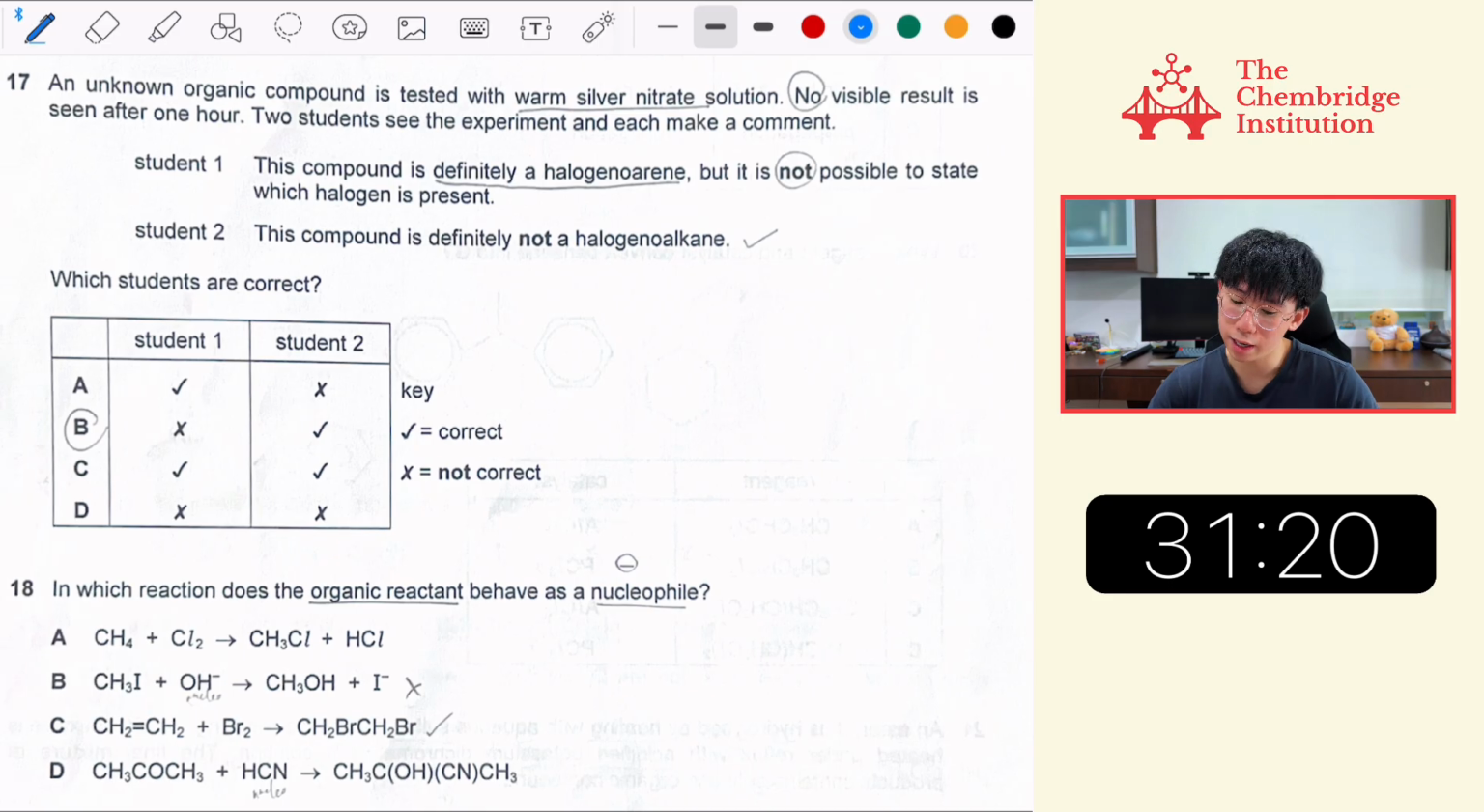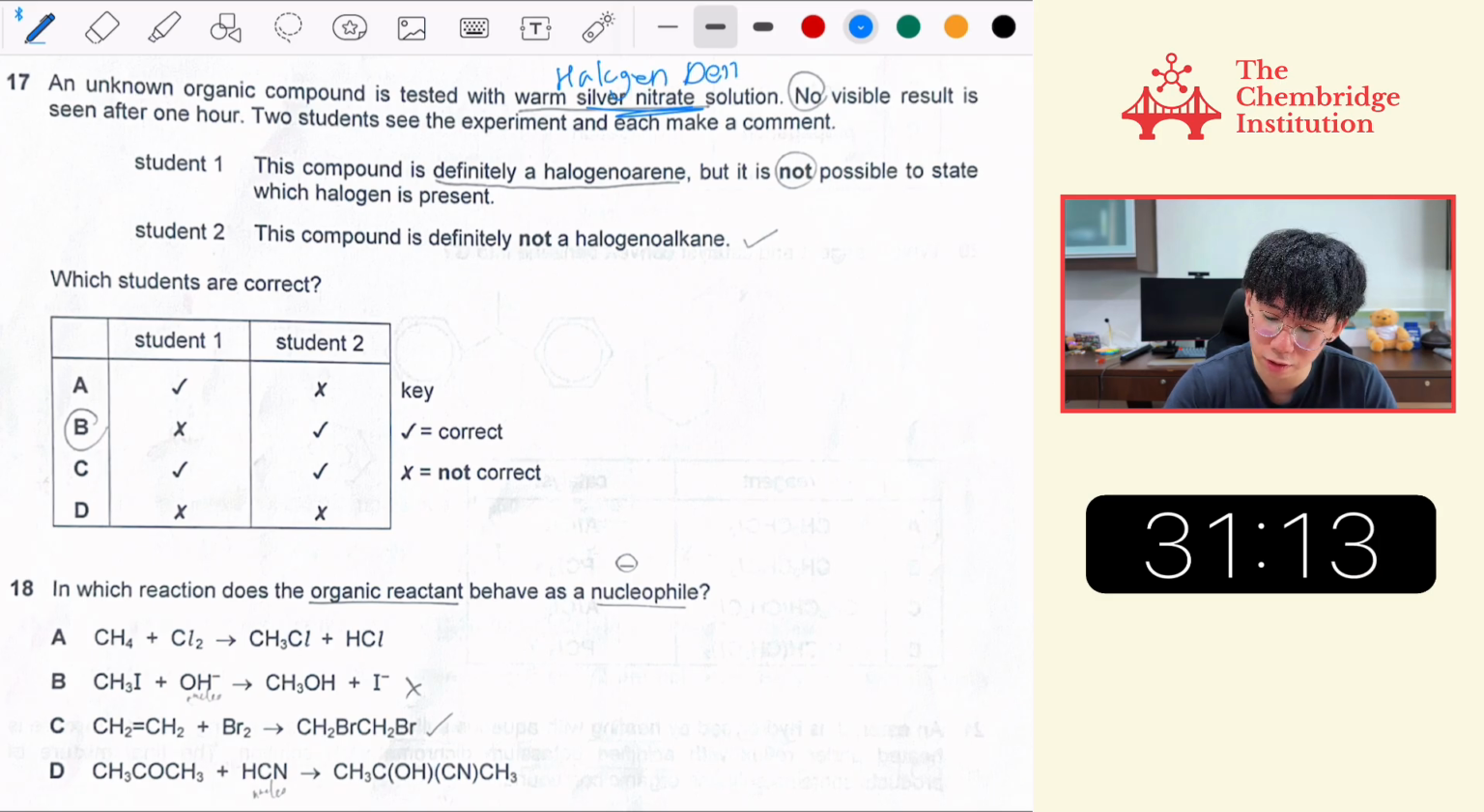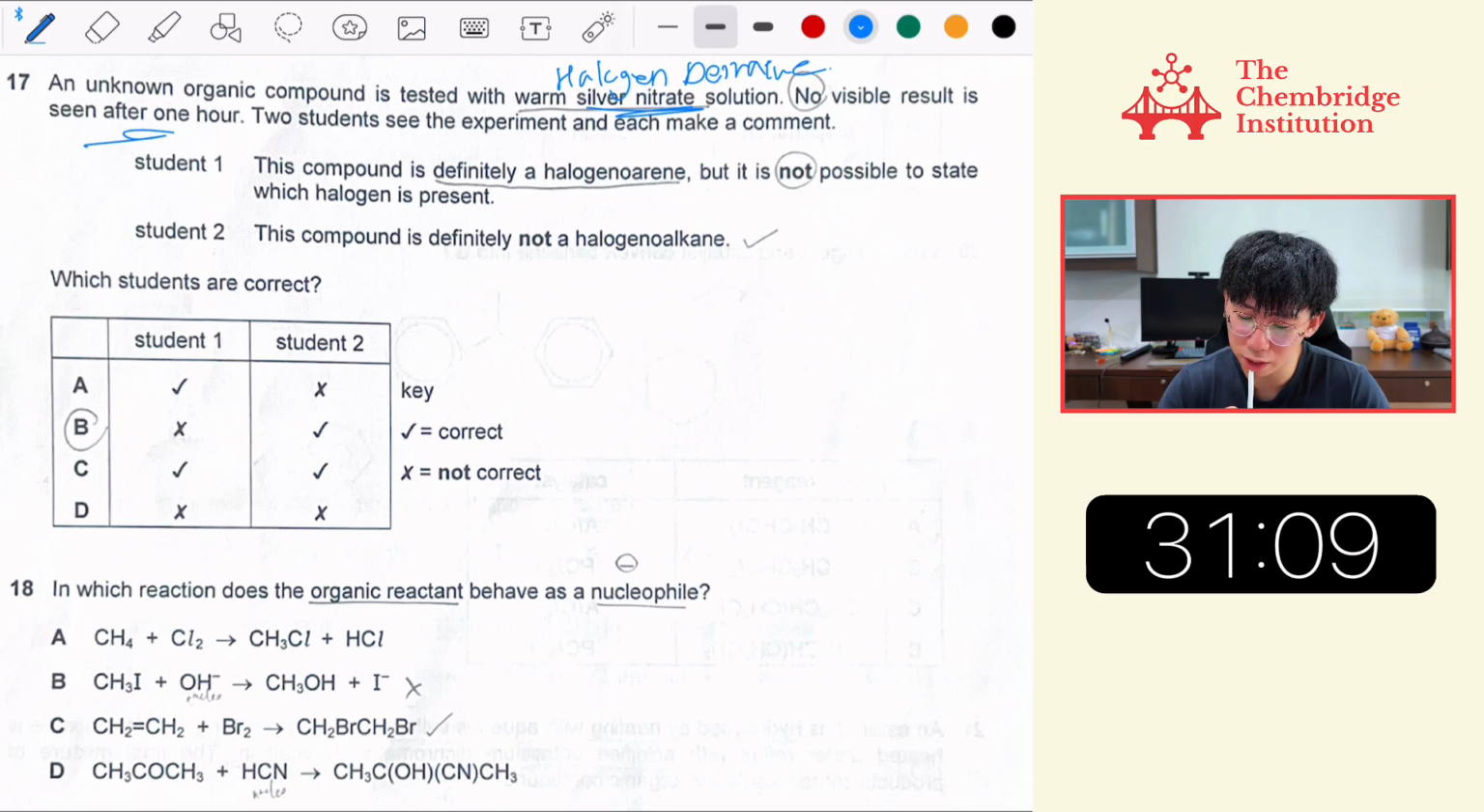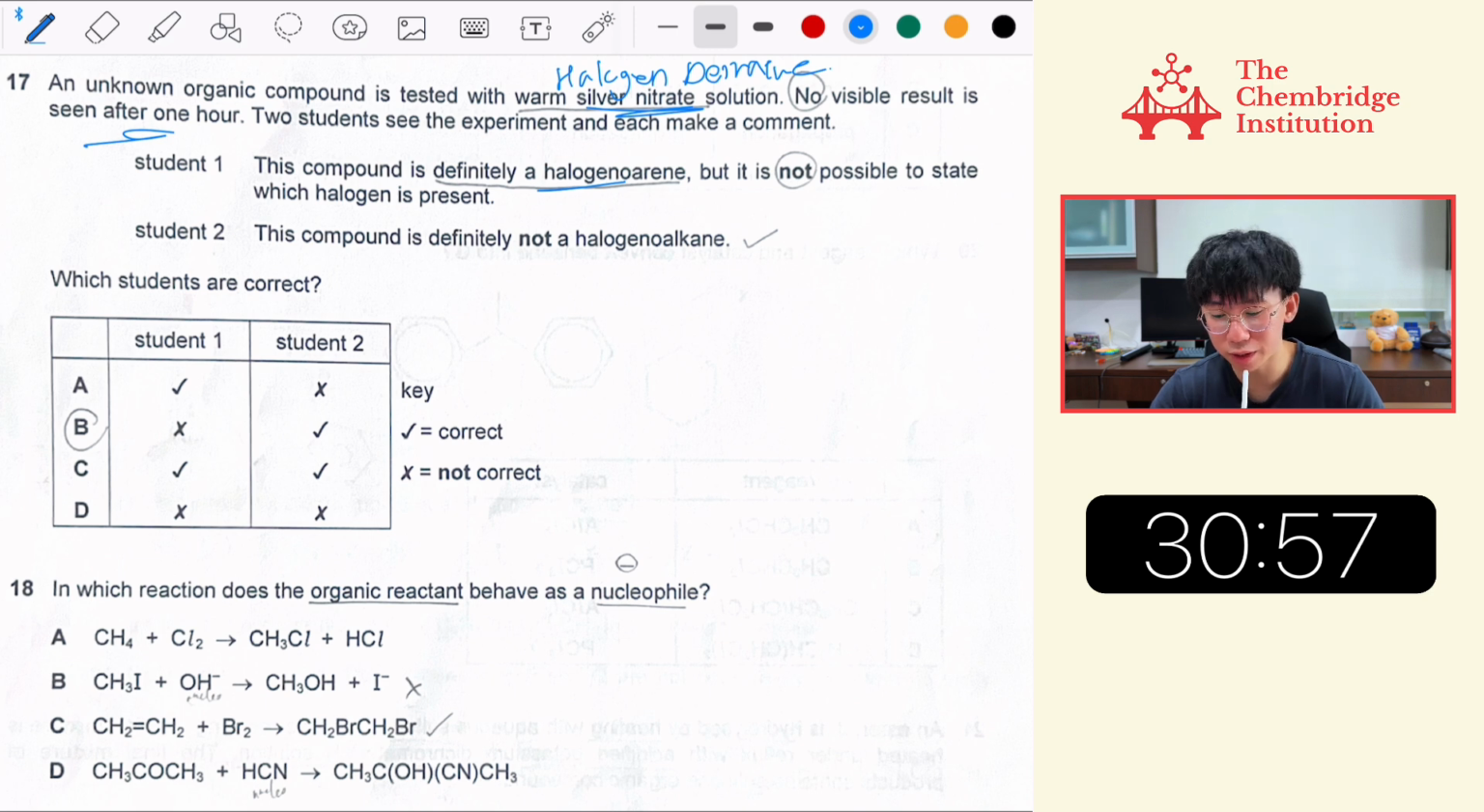Okay, 17. An unknown organic compound is tested in warm silver nitrate solution. This smells like halogen derivative topic. No visible result is seen after 1 hour. Then they see the experiment, each make a comment. This compound is definitely halogenoarene, but it is not possible to state which halogen is present. Is it definitely a halogenoarene? No, it doesn't have to be halogenoarene. If it's a halogen compound, you could have a CF bond. And this wouldn't work out as well, even a halogenoalkane.